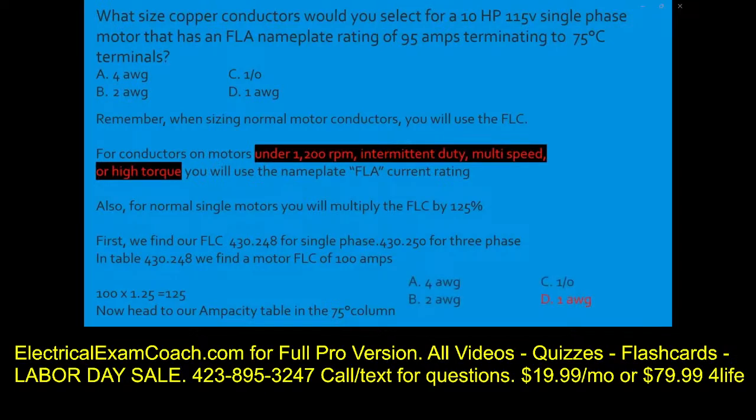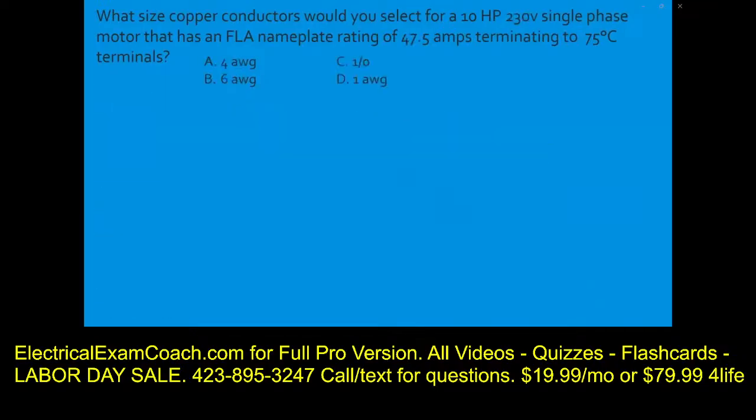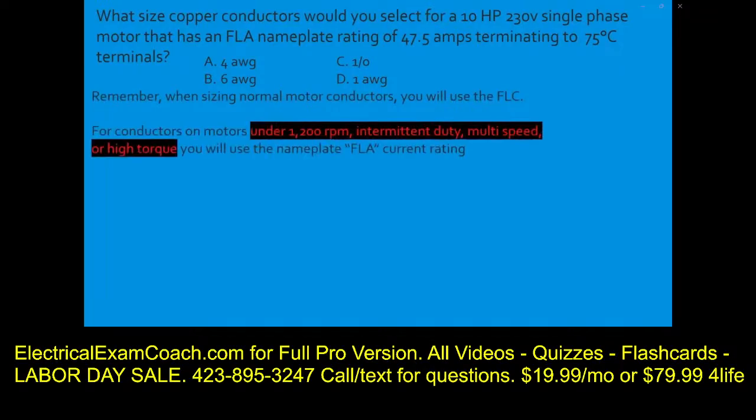Great job. What size copper conductors would you select for a 10 horsepower, 230 volt single phase motor that has an FLA nameplate rating of 47.5 amps, terminating to 75 degree C terminals? Remember, when sizing normal motor conductors, you're going to use the FLC. In these special conditions, you're going to use the nameplate FLA. Also, for normal single motor conductors, you're going to multiply that FLC by 125%.